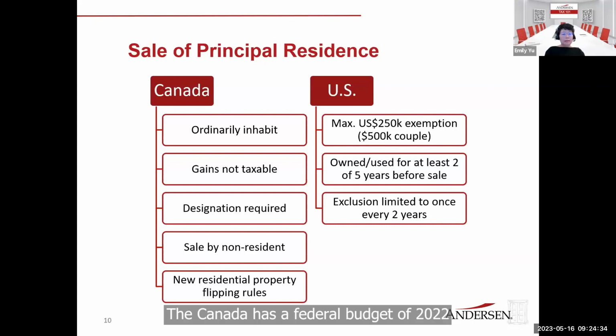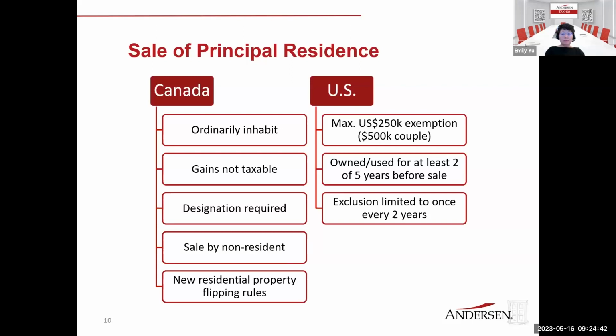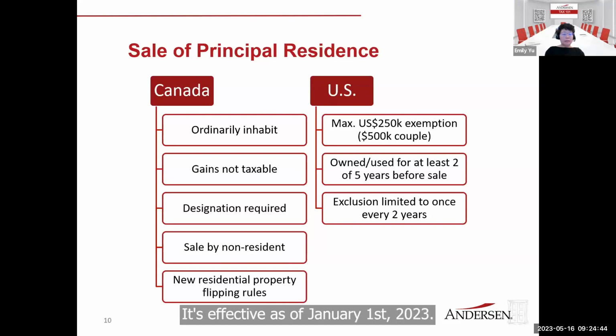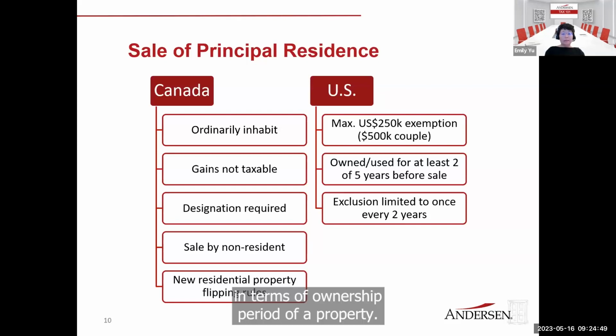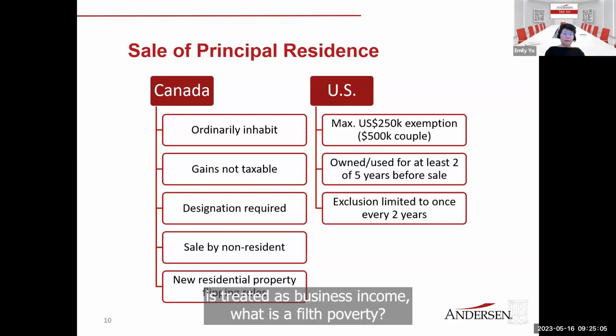Canada's federal budget of 2022 brought in what is called the anti-flipping deeming rule. It's effective as of January 1st, 2023. So now we do care in Canada about the ownership period of a property. If somebody sells a residential property located in Canada and the profit from the flipped property is treated as business income. What is a flipped property? This is a property that's held for less than a year.